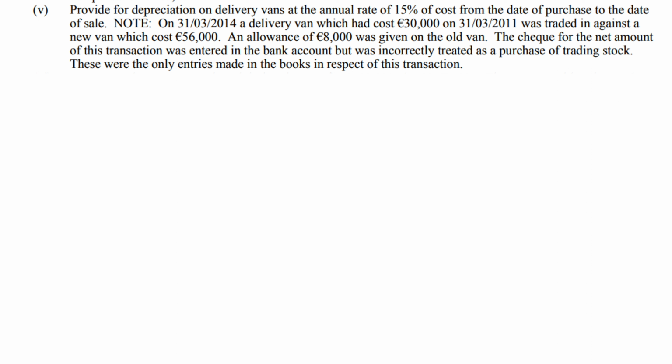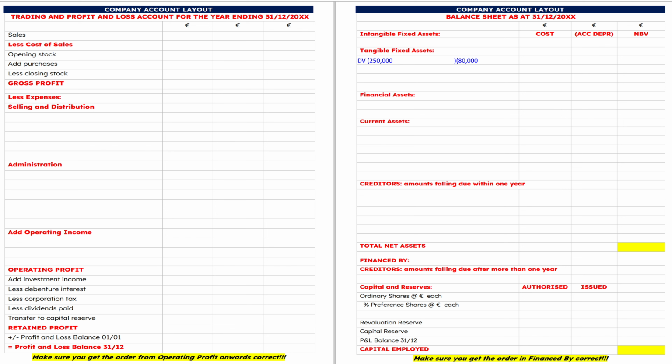Note, on the 31st of the 3rd, 2014, a delivery van which had cost €30,000 on the 31st of the 3rd, 2011 was traded in against a new van which cost €56,000. An allowance of €8,000 was given on the old van. The cheque for the net amount of this transaction was entered in the bank account but was incorrectly treated as a purchase of trading stock. These were the only entries made in the books in respect of this transaction. Okay, so let's get going.